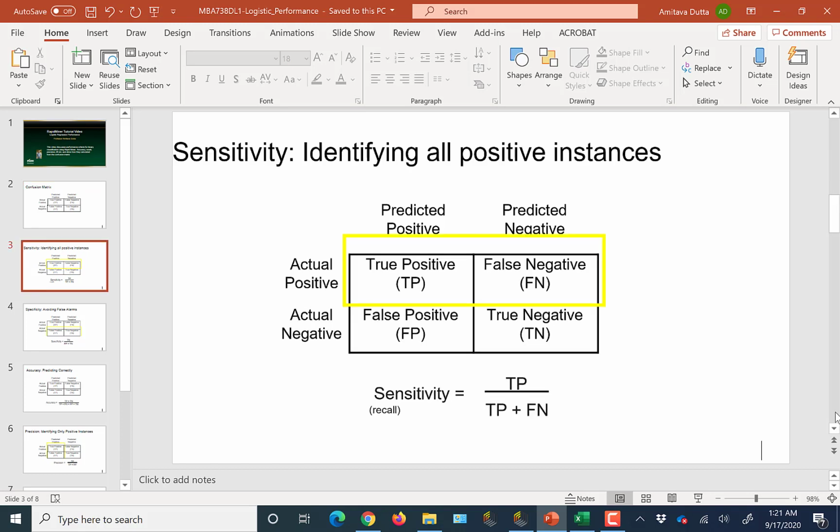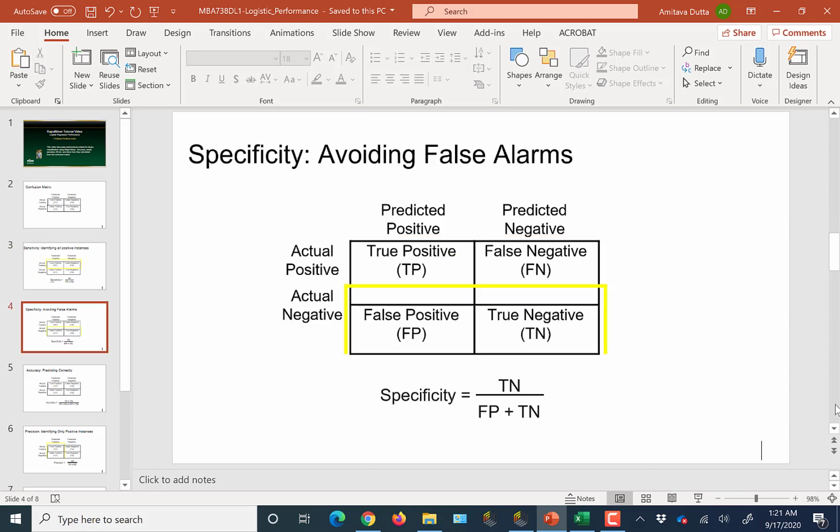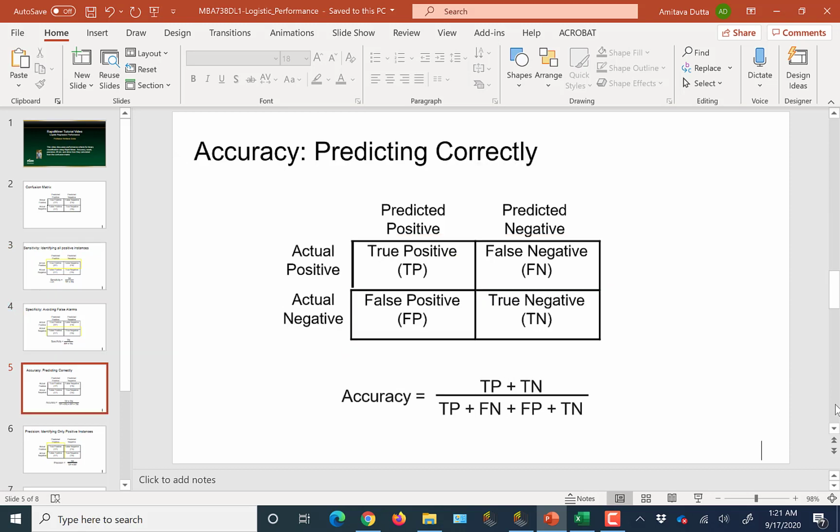I'll just remind you of one of them. One metric is sensitivity, also called recall, and that's true positives divided by true positives plus false negatives. So essentially that's another way of saying what proportion of the actual positives did the model correctly identify. There are other metrics like specificity, accuracy, and so forth.